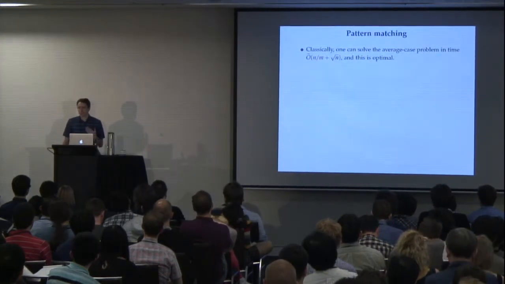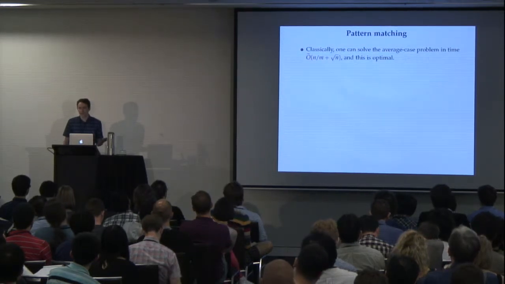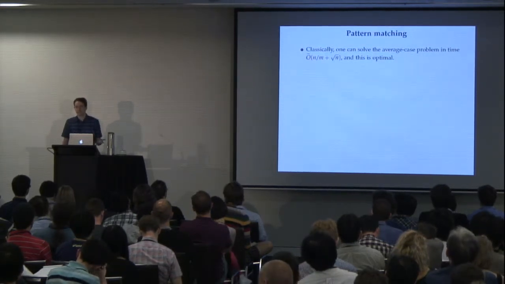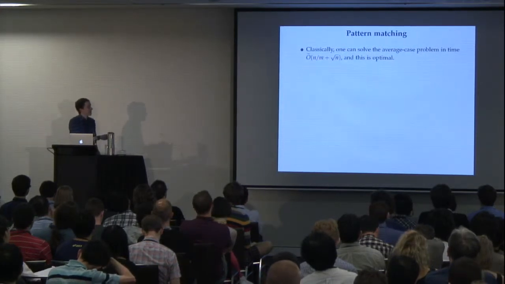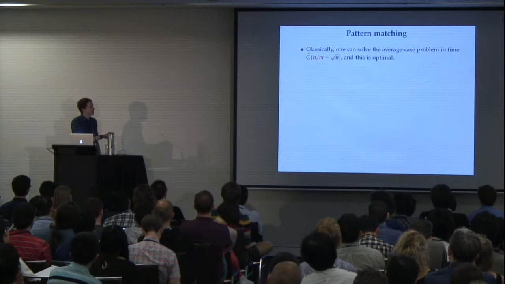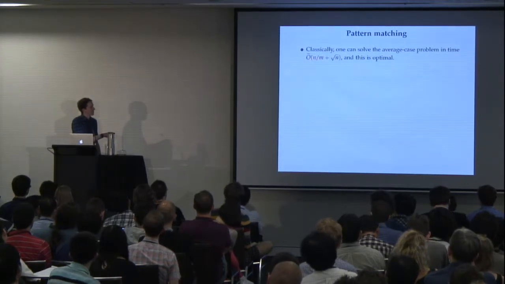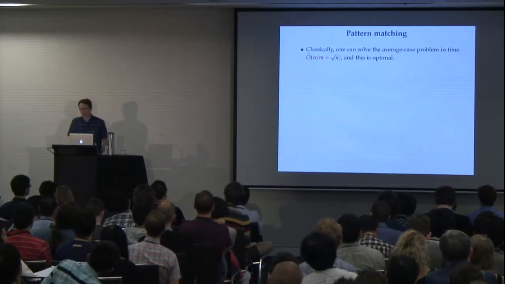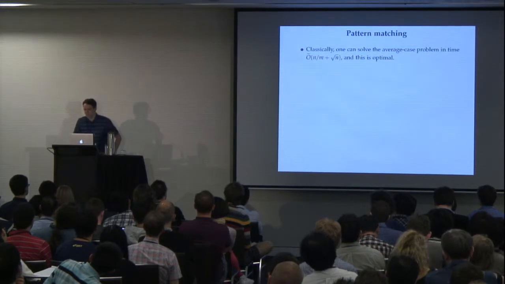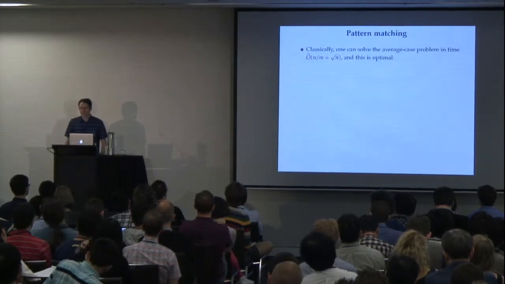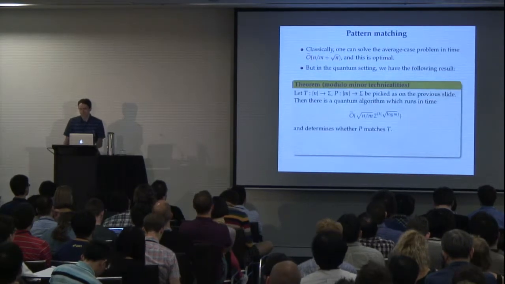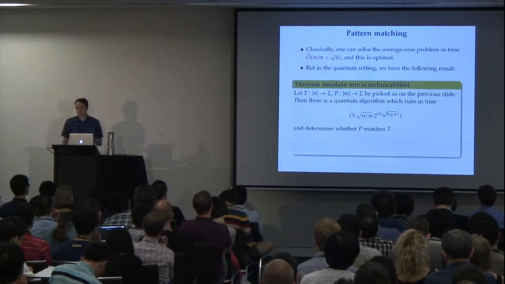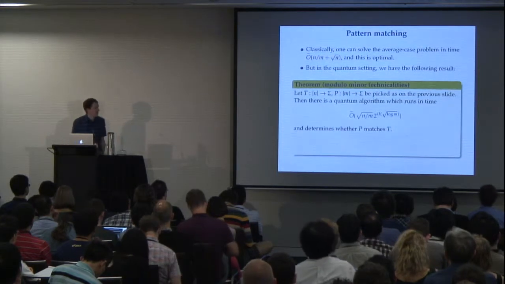So at least if the pattern is fairly large, this is a significantly better complexity than the worst case. On the other hand, it's never better than square root of n, because if m is less than square root of n, then the first term dominates, and if m is greater than square root of n, the second one does. So we always have this lower bound of square root of n, and that's the best you can do on the average case. But in the quantum case, it turns out that we can do substantially better.